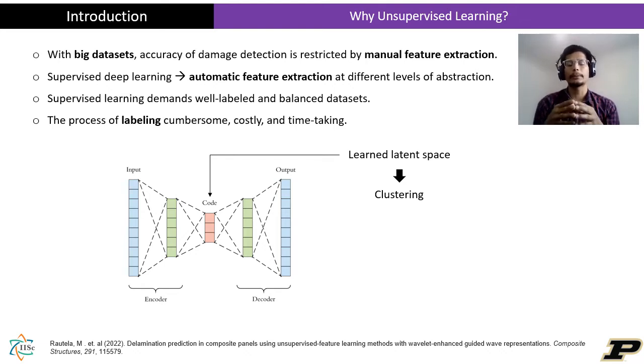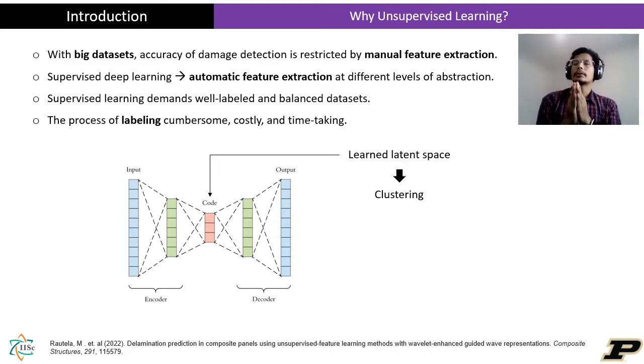The problem with supervised learning is that it first demands a well labeled data set. There should be a label corresponding to every signal, and it should be a balanced data set. It means the number of damaged and undamaged scenarios should be the same, or should not fluctuate much, like a 10:1 ratio.